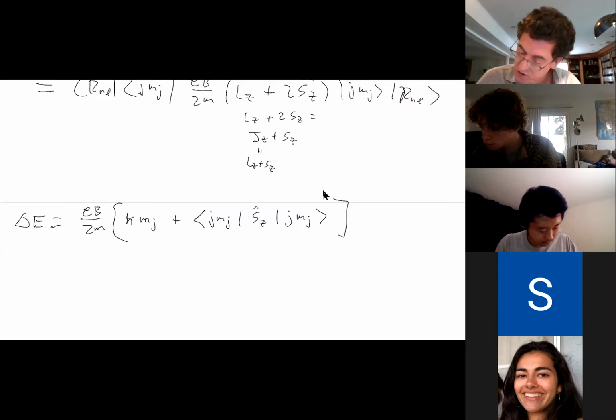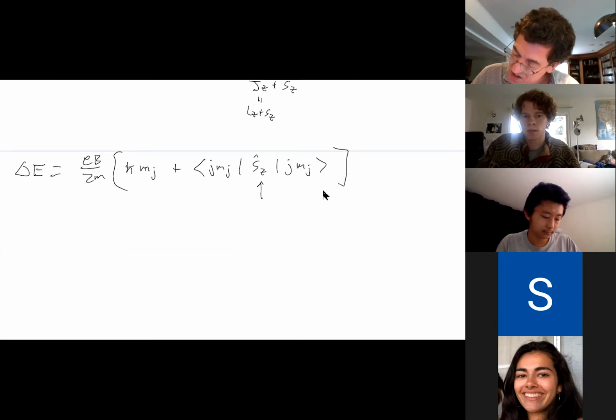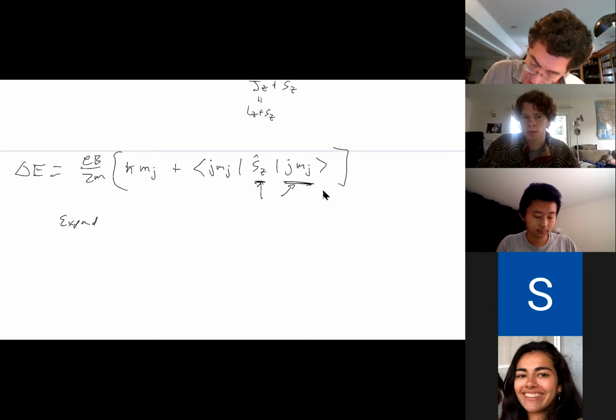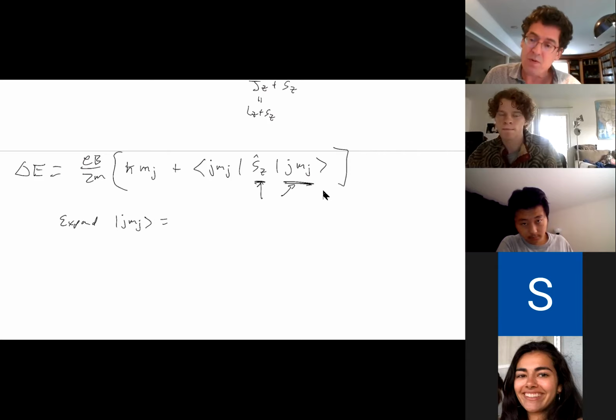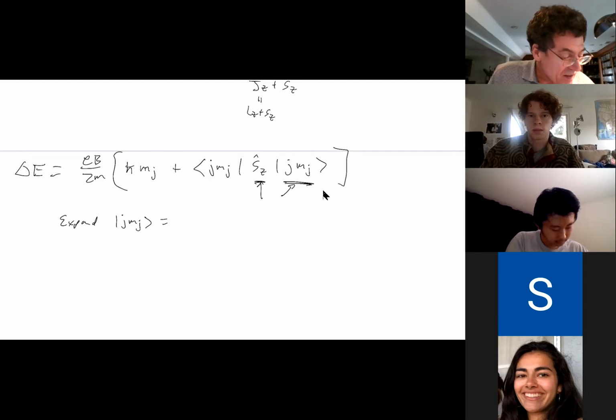But now this one is actually kind of complicated, because these are not eigenstates of each other. This is not an eigenstate of SZ. So to calculate this, we have to expand j m_j into its constituent components. And remember, it's a change of basis, and we constructed j m_j from the product states. And so the product states, we constructed it using the, where did I write that?